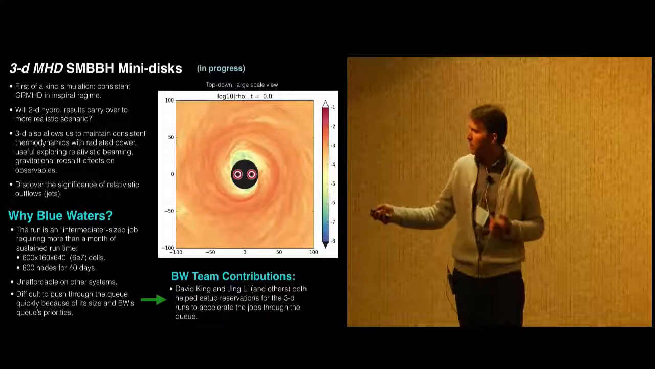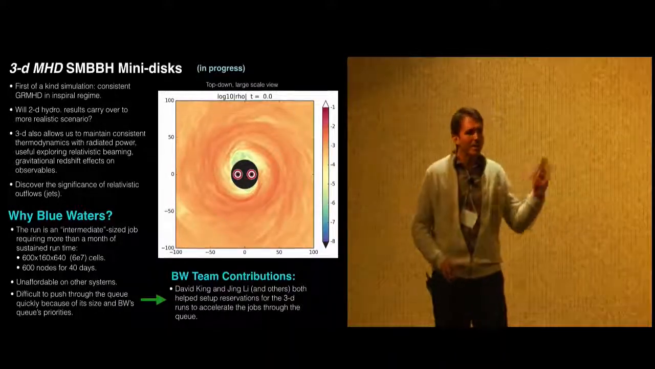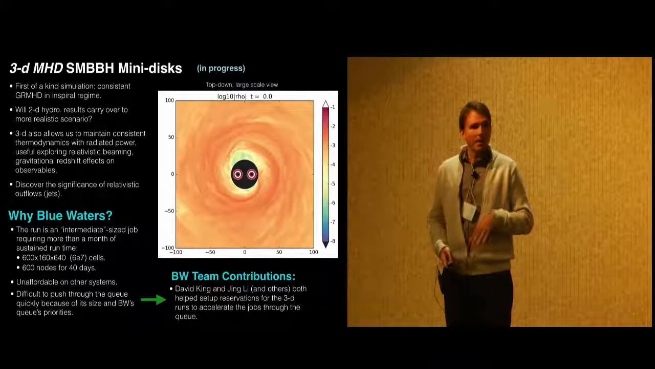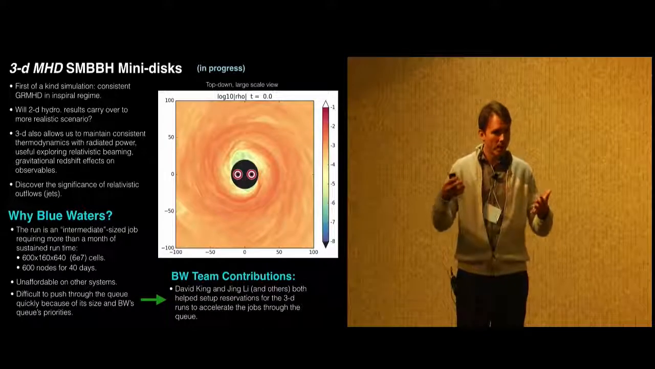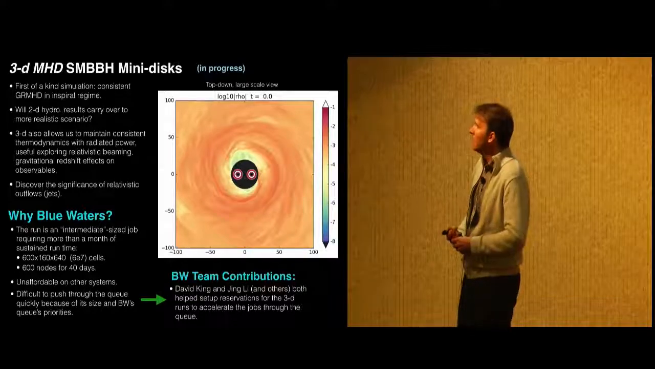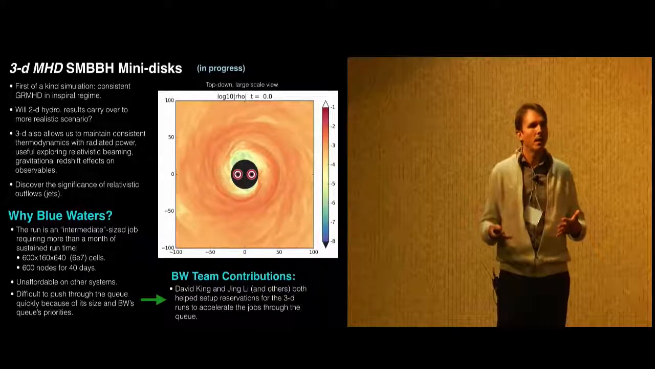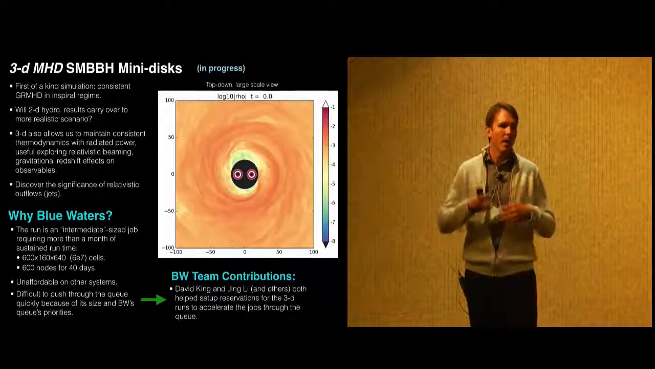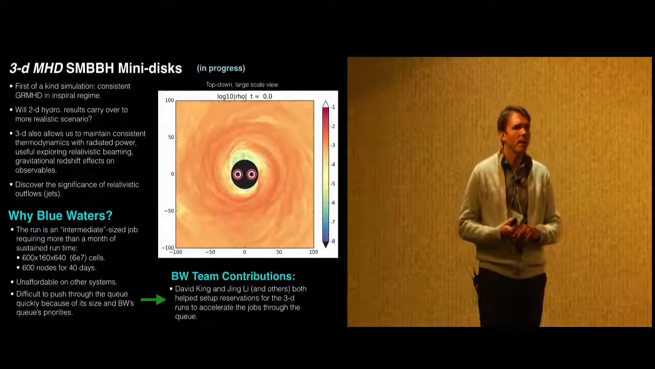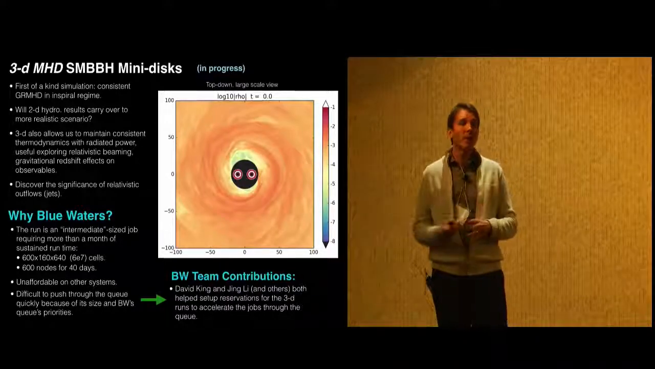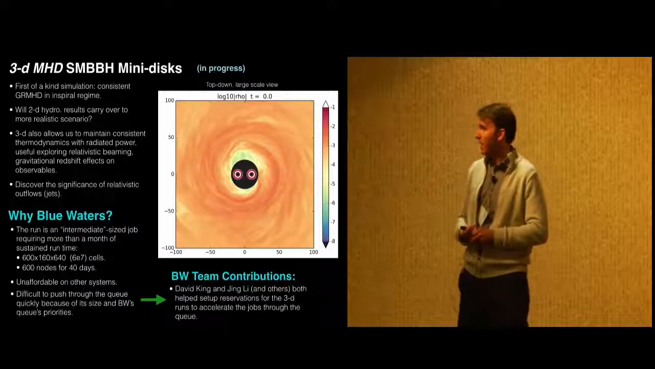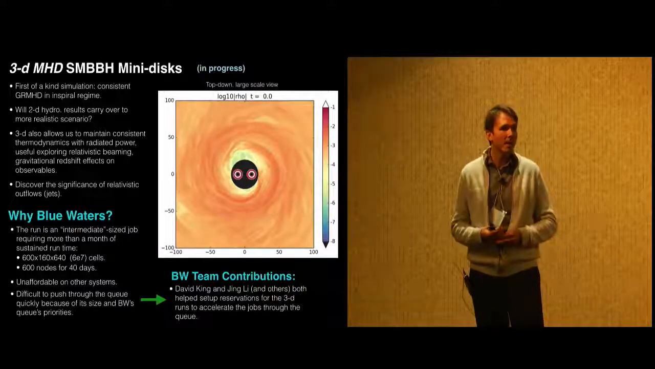I also just want to point out that these are intermediate-sized runs. They're only using 600 nodes, but they have to run for a long time because there's a large dynamic range in time. So it was hard to fit into the queue because the queue prioritizes large jobs, and so we worked with David King and Jing Li to use a reservation, and they helped us set that up, and that was very beneficial, and we thank them for all their effort on it.